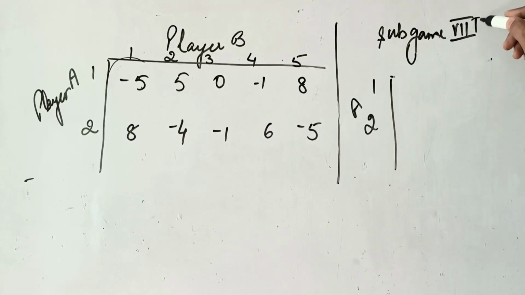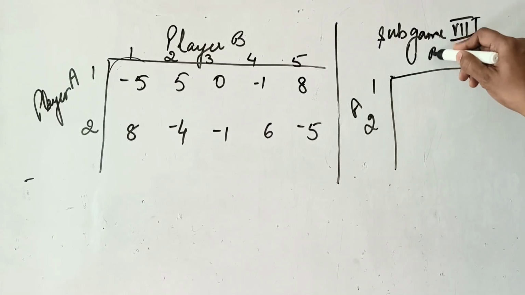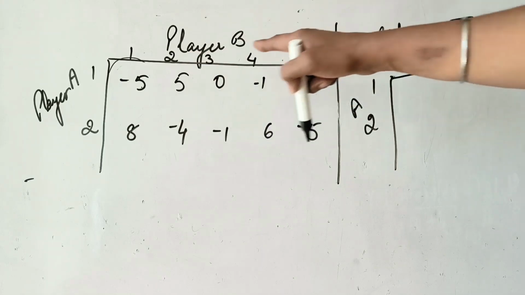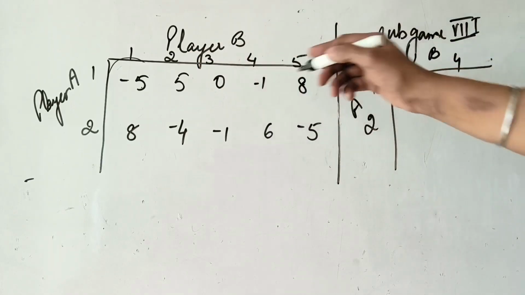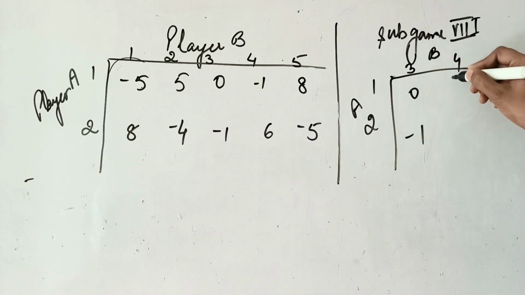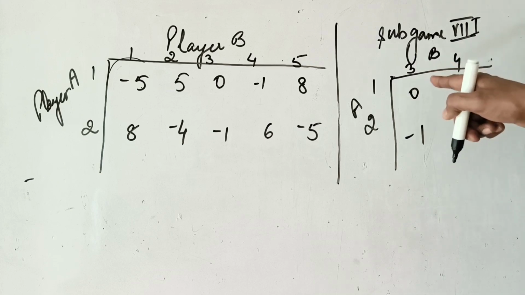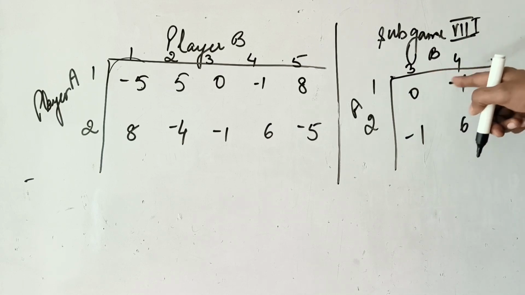Now in subgame number 8, A has 2 strategies. For B, we finished with 2 and 5, now we will start with 3 and 4. Third and fourth strategy: it is 0, minus 1 and 6. Now let us check whether this game has a saddle point. Row wise minimum. No, it will not have a saddle point.